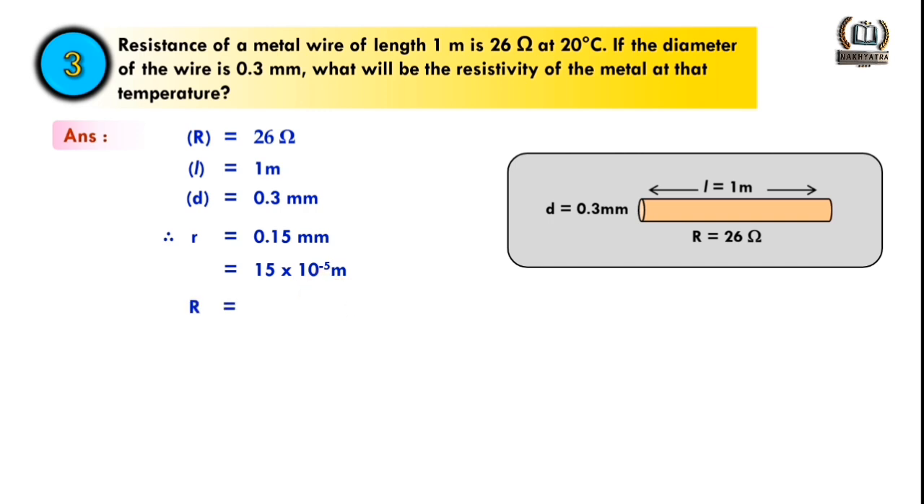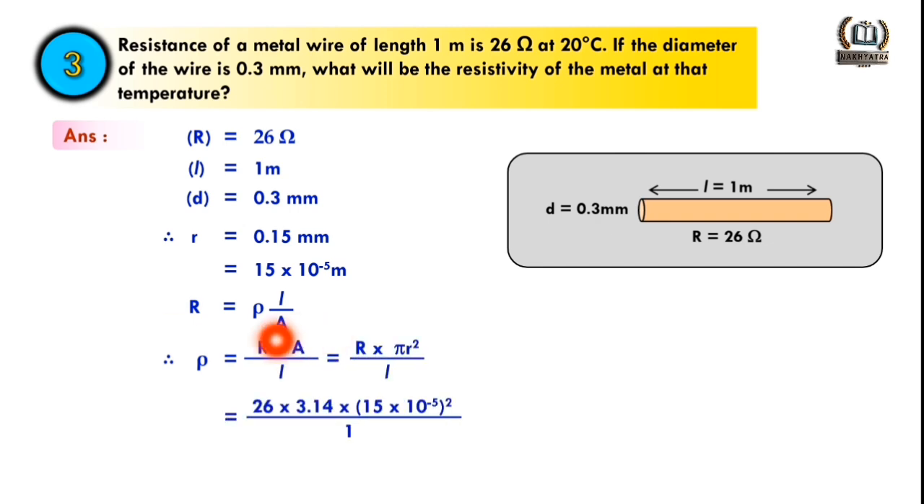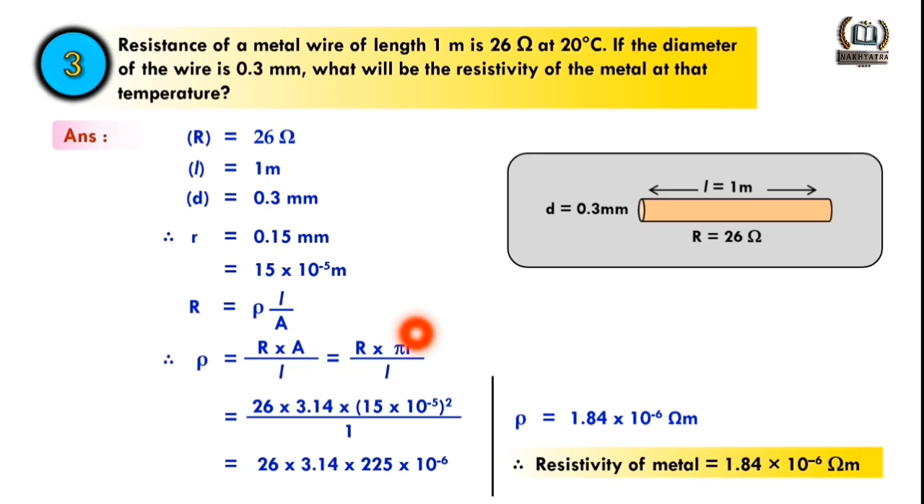Okay? Now we know that R equal to rho into L by A. Therefore, resistivity equal to R into A by L. So we know that area equal to pi r square. Right? So now by putting the value of R, that is 26 ohm, and we know the value of pi is 3.14, and r square value is 15 into 10 to the power minus 5, and length is 1 meter. Okay, now calculating it, we will get resistivity equal to 1.84 into 10 to the power minus 6 ohm meter. Therefore, resistivity of metal equal to 1.84 into 10 to the power minus 6 ohm meter.